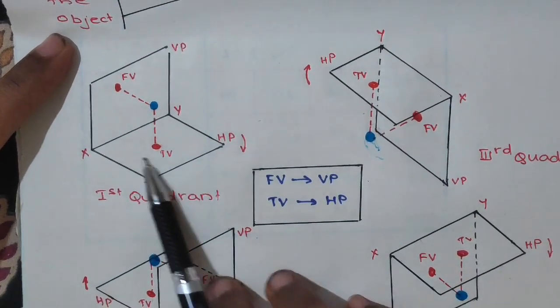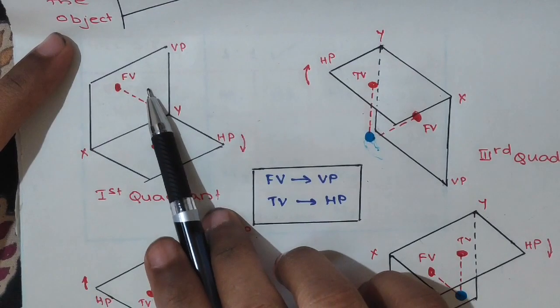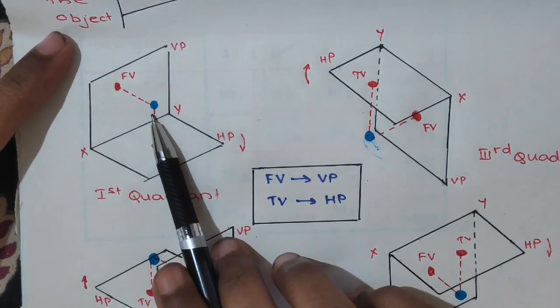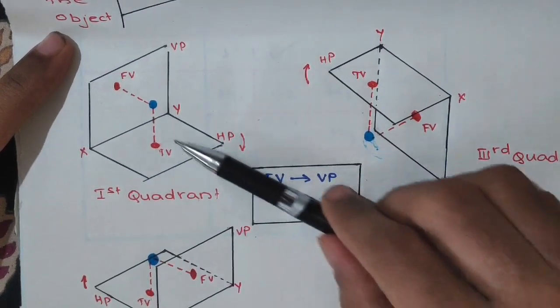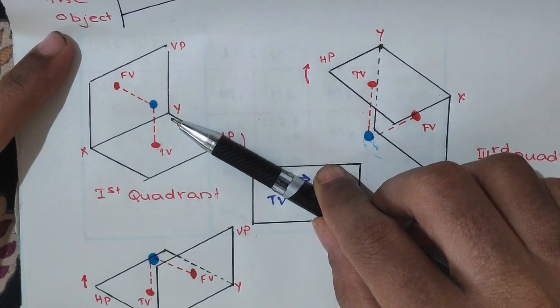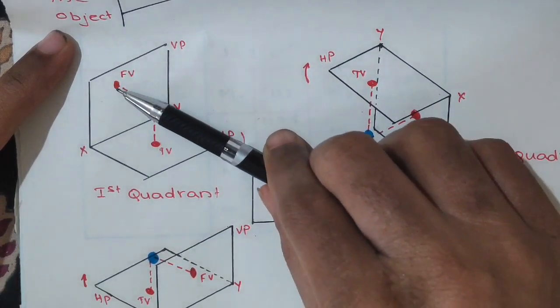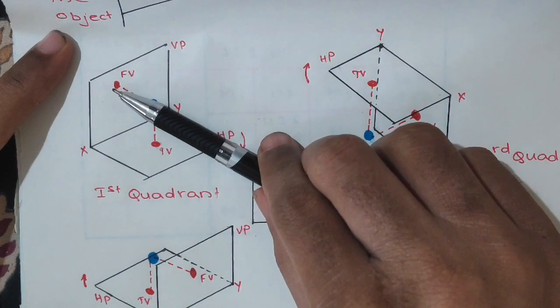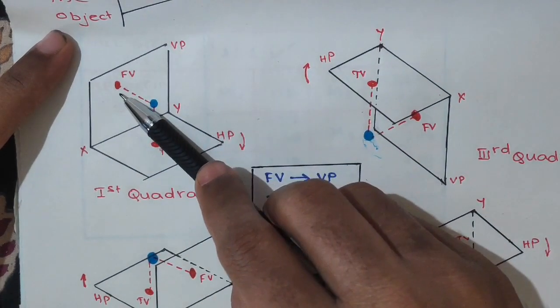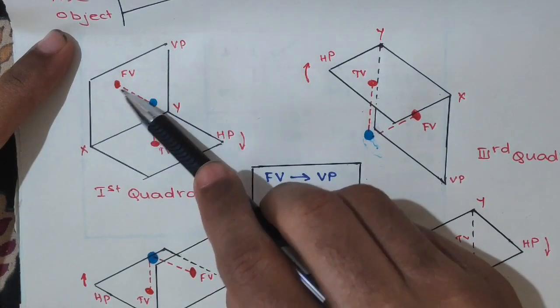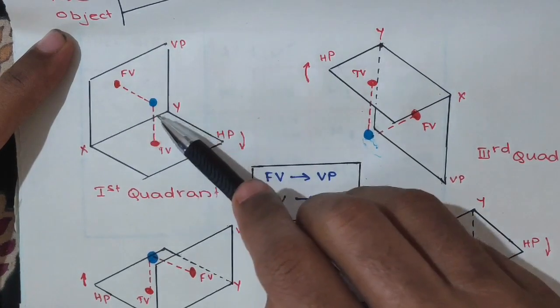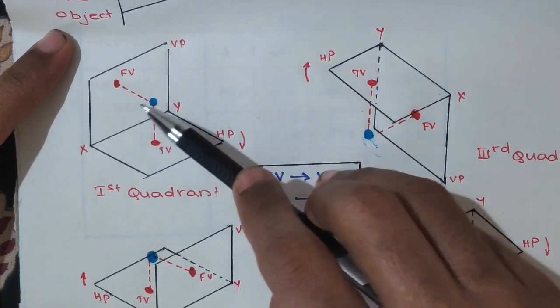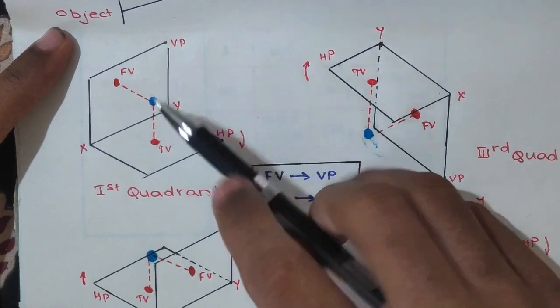In the first quadrant we have the horizontal plane, we have the vertical plane. So between these two planes we place the object. This will be the direction of viewing for the front view, and you will see the shadow of this object falling on the vertical plane. So your front view will be on VP. Now the size of this front view will be the same as that of the object because this is orthographic projection.